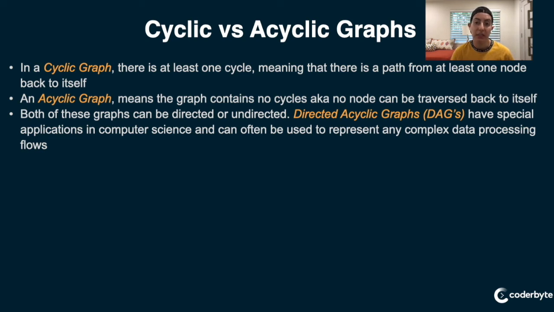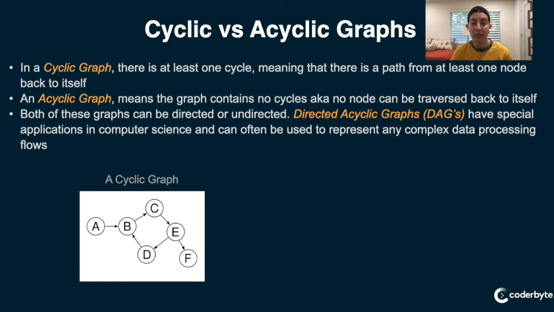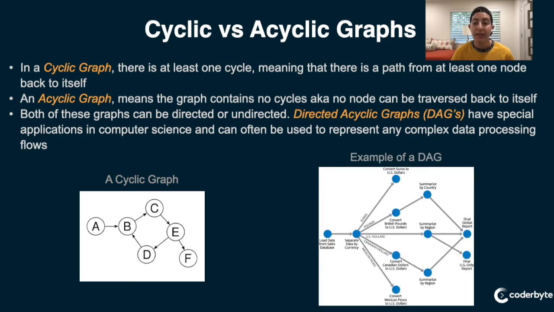Directed acyclic graphs, otherwise known as DAGs, have applications in computer science and can often be used to represent a complex data processing flow. So here's an example of a cyclic graph, right? You can go from node C right back to itself. This is a directed cyclic graph. And then here is an example of a directed acyclic graph, something you might have seen at work, right?